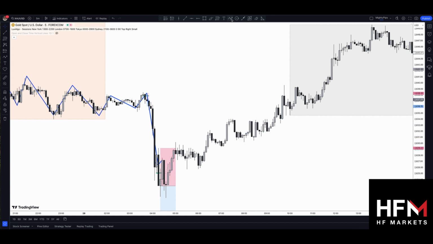You mind the trend of the market. When you see the market creating higher highs like this, like that, you only look for buys. You only look for buys when you're seeing the market trending up.